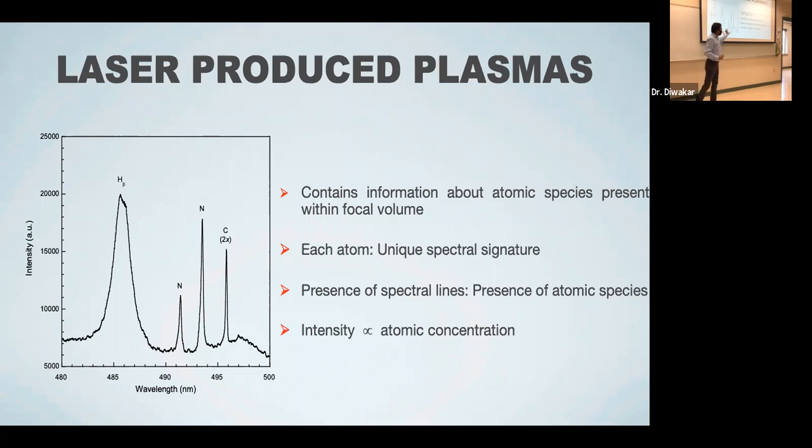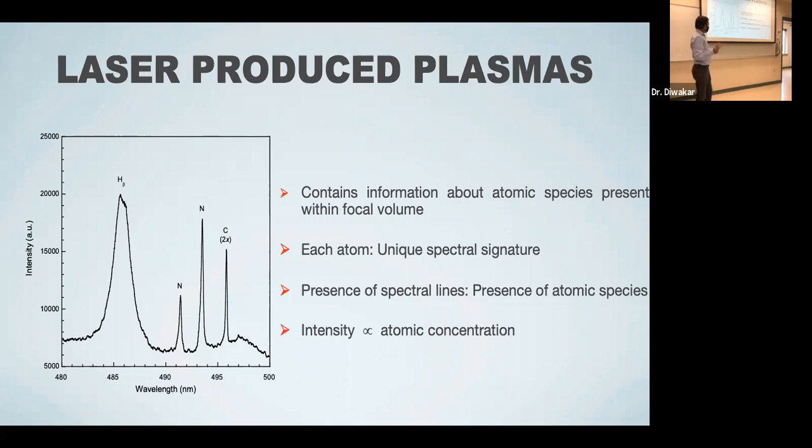Just by looking at that, we can tell what elements the sample is composed of, and the intensity is proportional to the concentration. So just by looking at this signal, we can tell what exactly your sample contains, and it leads to identification and concentration. We can calibrate and tell exactly what it contains.